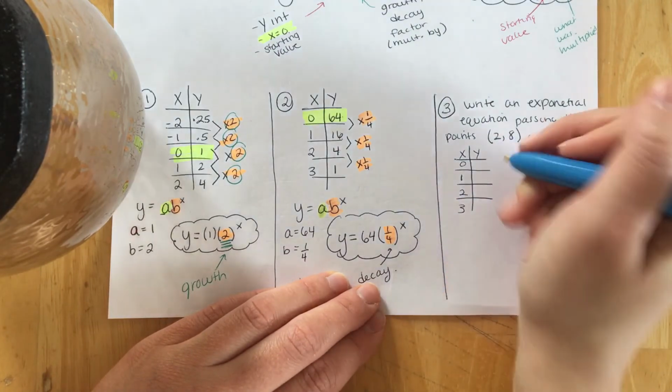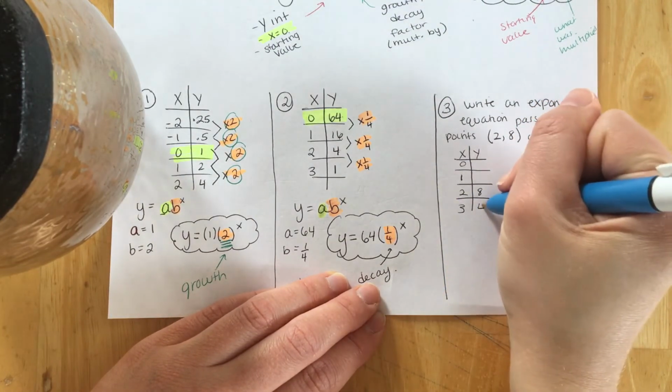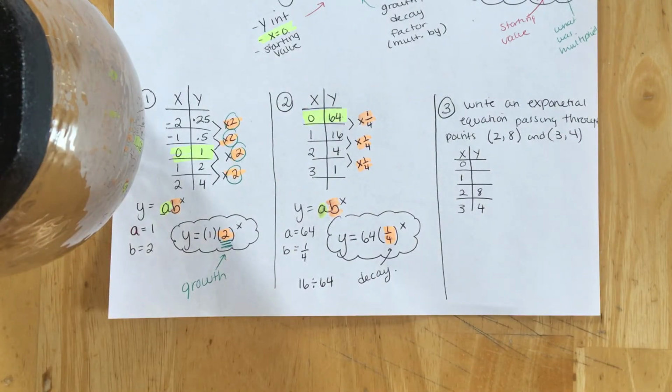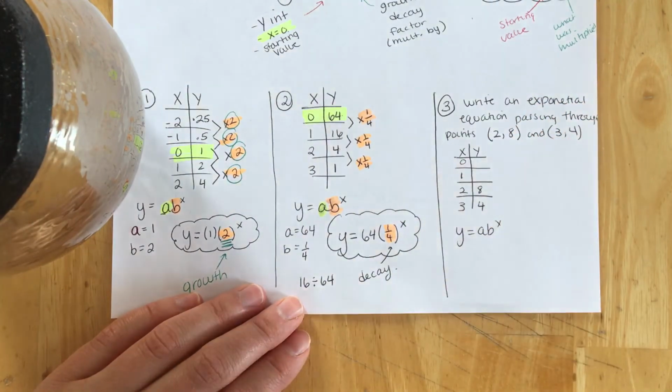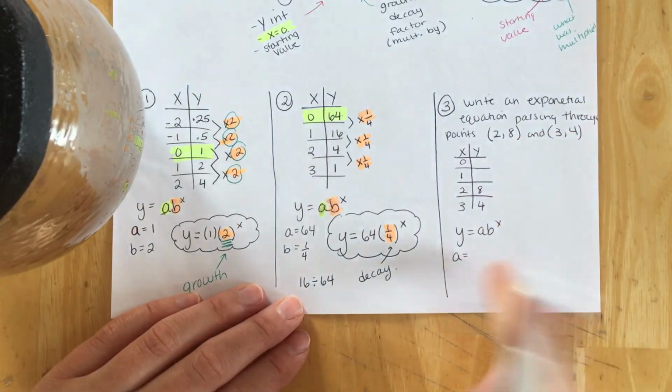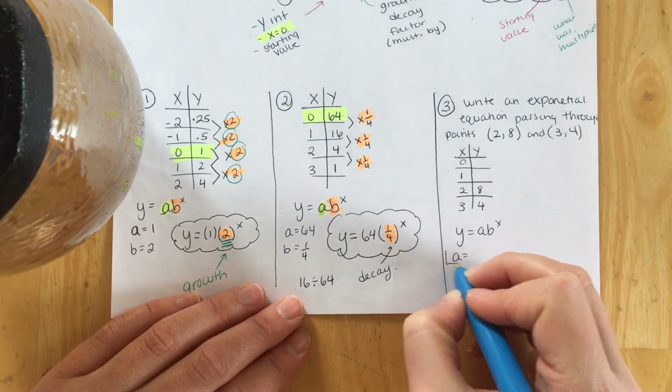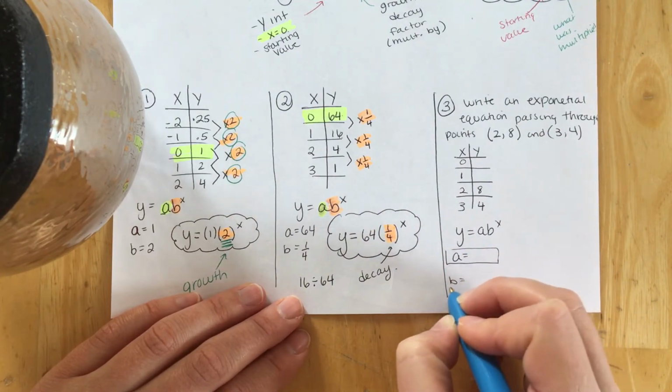I'm going to fill in the numbers I have. So I have 8 and I have 4. And then I'm going to use those numbers so I can figure out my growth factor. So y equals ab to the x, or my decay factor. A is a mystery to me right now. I don't know what a is. I don't know my y-intercept. But I could find out my b.